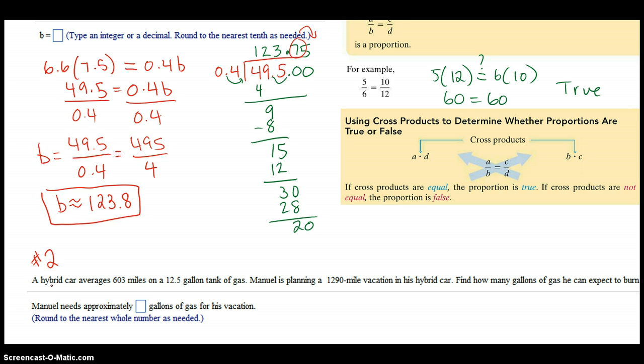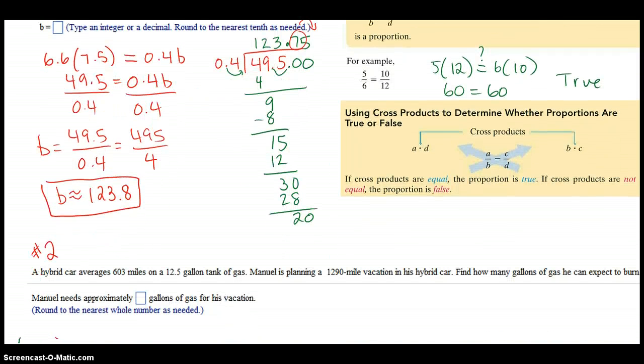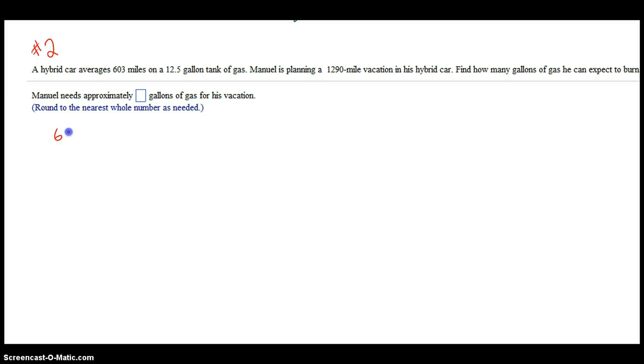Let's do our second question. An application. A hybrid car averages 106 miles on a 12.5 gallon tank of gas. We can make a ratio or a rate out of this. So let's scroll down a little bit. And the ratio would be 103 miles, I'll leave that there, over 12.5 gallons. So every 12.5 gallons, we would go another 103 miles. That's the rate I'm going to use.